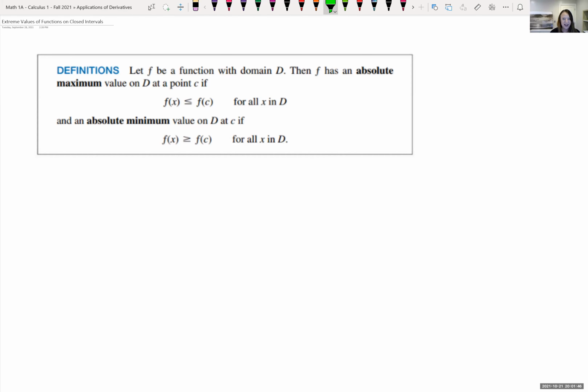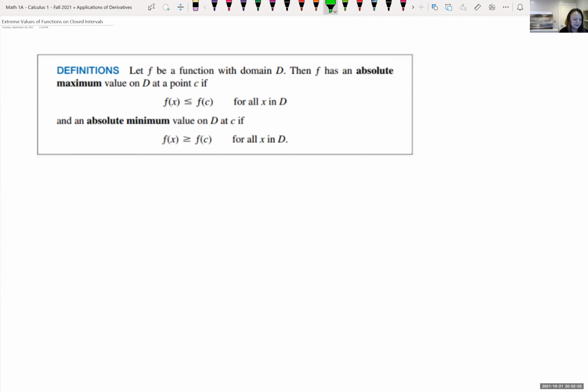And we're looking now at this extreme value theorem. But before we look at the extreme value theorem, let's go back and talk about what it means to be a maximum value or a minimum value. In this case, we're going to look at absolute maximums and absolute minimums.